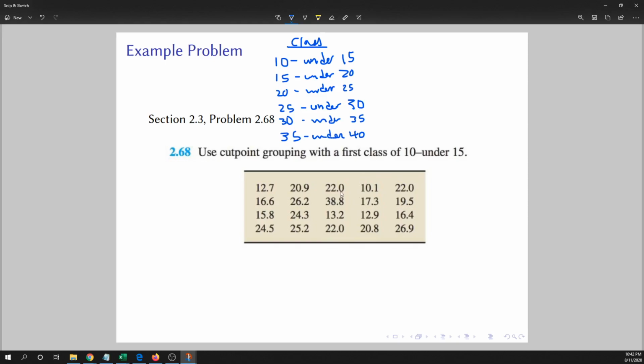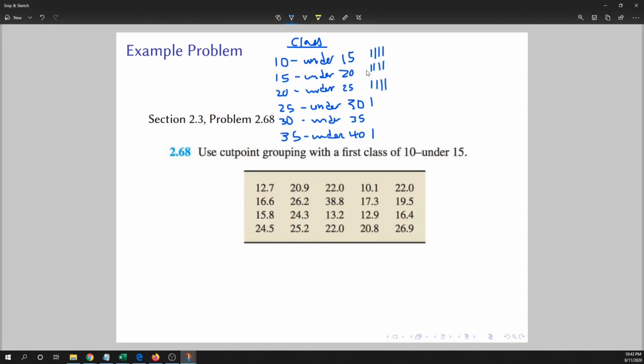So that looks okay. All right, and so now we would start tallying these up. So 12.7 would go here. 20.9 would be in this class. 22 would be in this class. 10.1 would be in this class. 22 would be in this class here. 16.6 would be in this class. 26.2 would be in this class. 38.8 would be in this class. 17.3 in this class. 19.5 in this class. 15.8 in this class. 24.3 in this class. 13.2 in this class. 12.9 in this class.